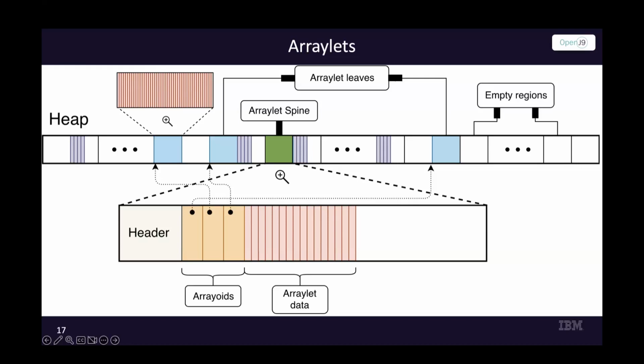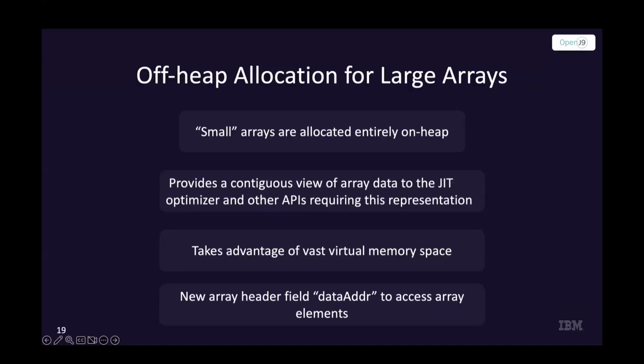So it takes advantage of the vast virtual memory space provided by 64-bit CPU architectures. As with off-heap, in order to provide a contiguous view of these large arrays, the 64-bit address space, which allows us to theoretically reference over 17 billion gigabytes of data, means the concept of wasting address space for off-heap allocations is not an issue, compared to the 4 gigabytes of addressability offered by 32-bit architectures. And lastly, there is now a new array header field called data address, which is added to access array elements.